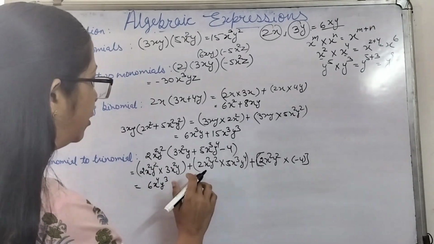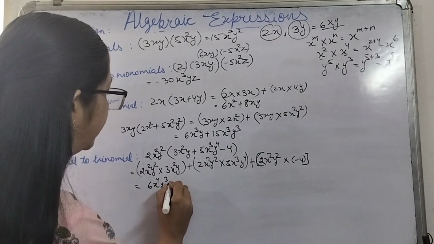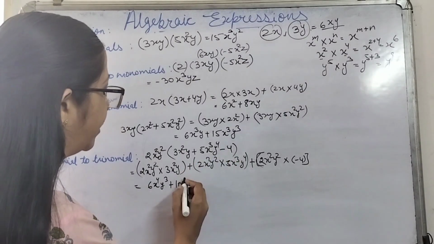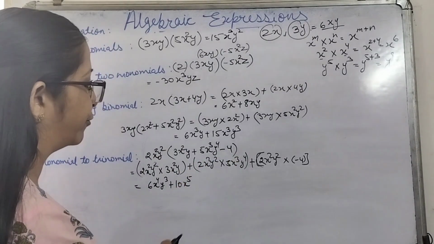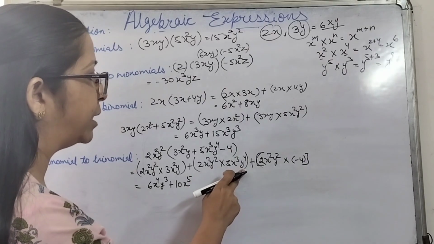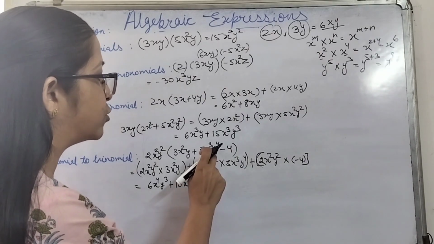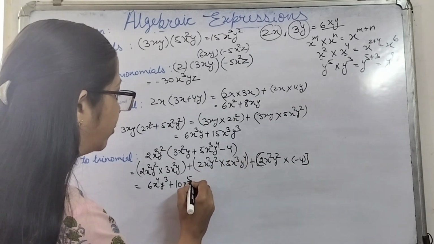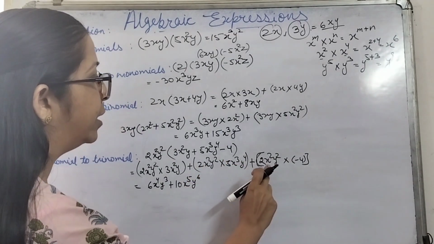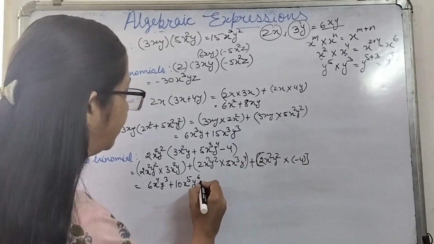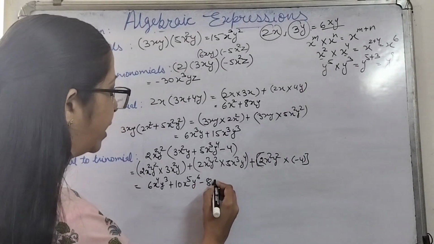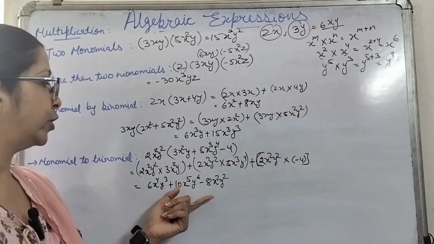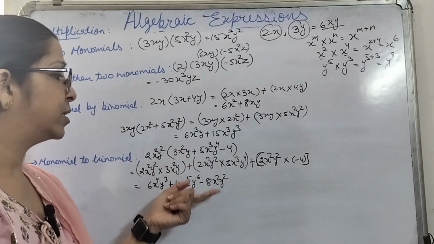First term. Now 2 multiplied by 5 will be 10, x square multiplied by x cube, 2 plus 3 will be your x raised to the power 5. y raised to the power 2 multiplied by y raised to the power 4, powers are going to be added. So 2 plus 4 will become y raised to the power 6. 2 multiplied by minus 4 will be minus of 8 x square y square. So this will be the product of your monomial and this trinomial.